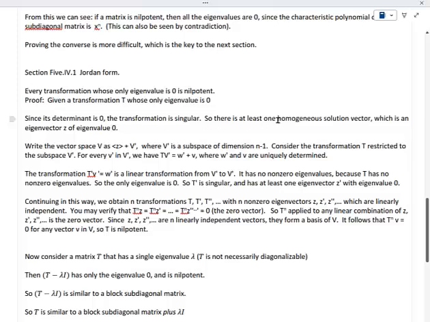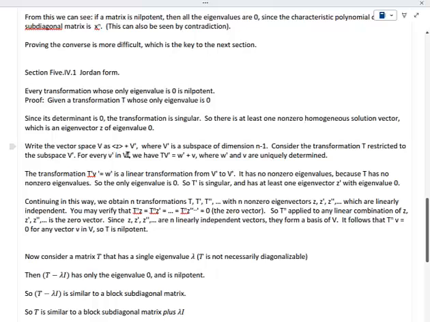So I'll just take at least one non-zero homogeneous solution vector. Okay, so let's write the vector space V as Z plus V prime, where V prime is a subspace of dimension n-1. Okay, consider the transformation T restricted to the subspace V prime. There's more than one way to do this, but I can choose a basis that includes Z and other basis vectors.